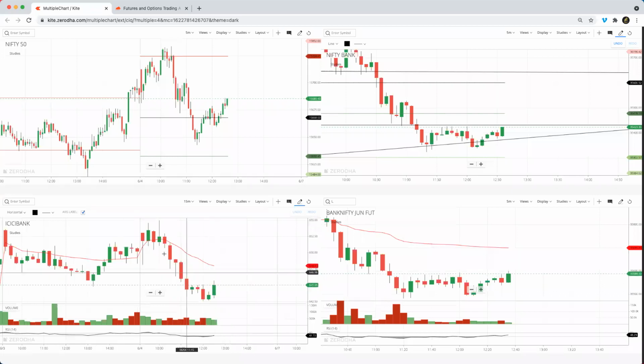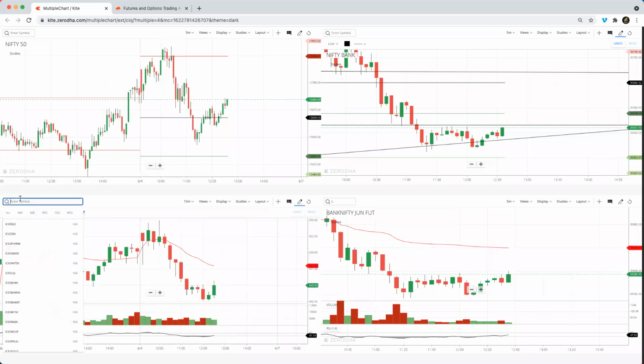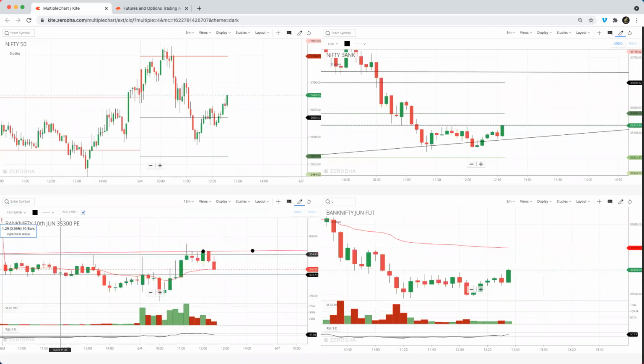Just have a look at this. Not a lot, but then it picked up. So that's the rationale, the reason why this picked up too. Let's quickly get back to our 35,300 put, and this is actually approaching the stop loss. So 35,300 is approaching the stop loss.